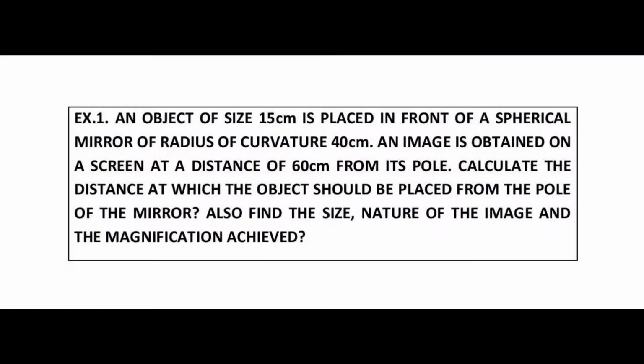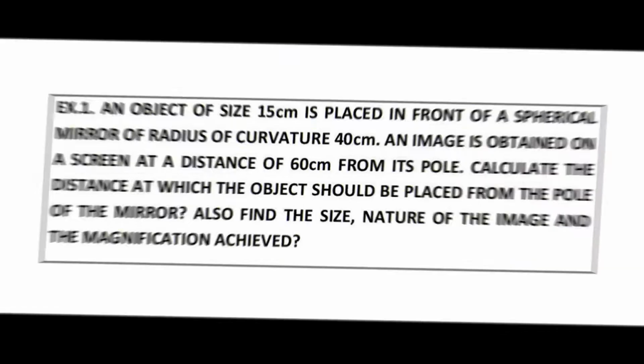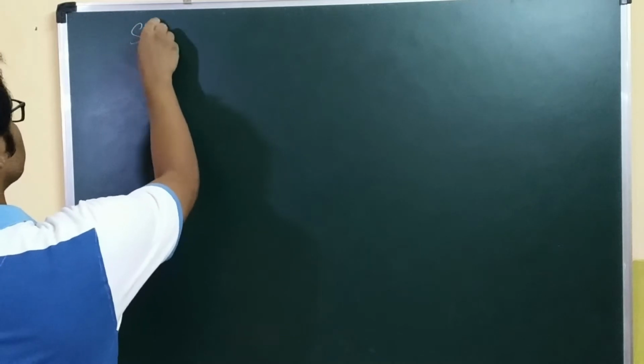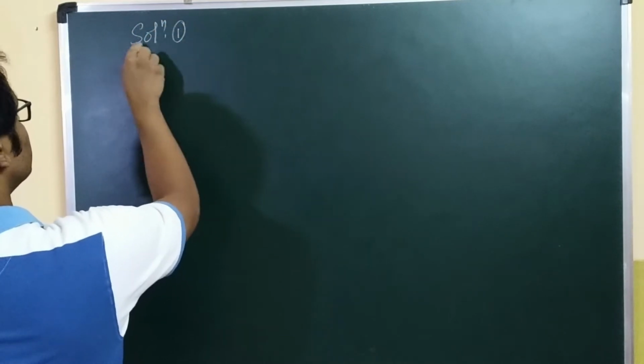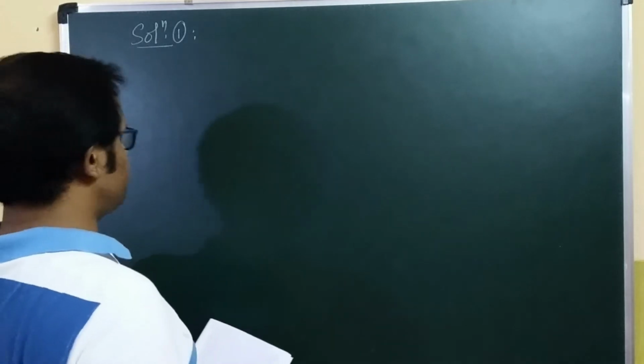Question number 1. An object of size 15 centimeters is placed in front of a spherical mirror of radius of curvature 40 centimeters. An image is obtained on a screen at a distance of 60 centimeters from its pole. Calculate the distance at which the object should be placed from the pole of the mirror. Also find the size, nature of the image and the magnification achieved. So the solution, my dear students, for this question number 1 is an easy problem to begin with.